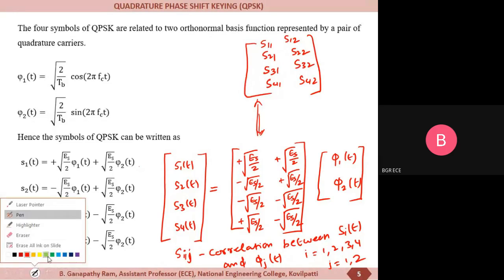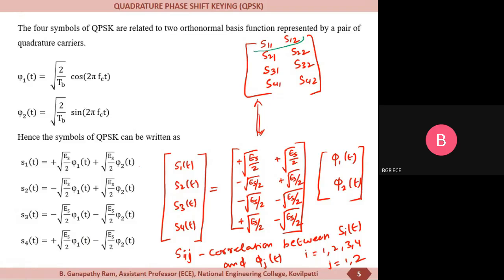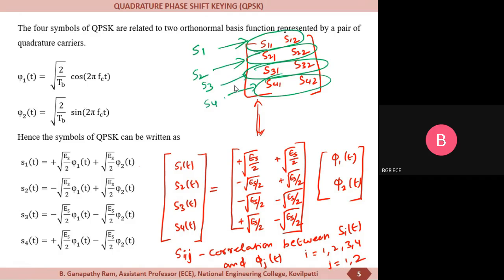And here, this S11, S12 will be considered as the message point S1. S21 and S22 are considered as the message point S2. And S31, S32 are considered as the message point S3. And S41 and S42 are considered as the message point S4.